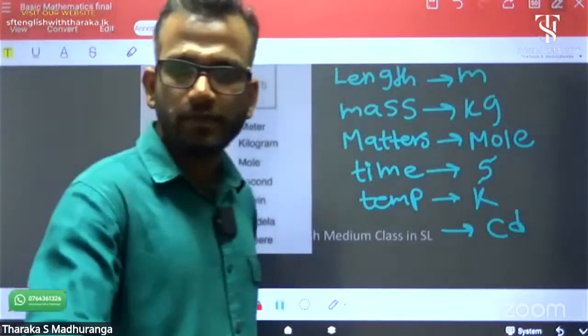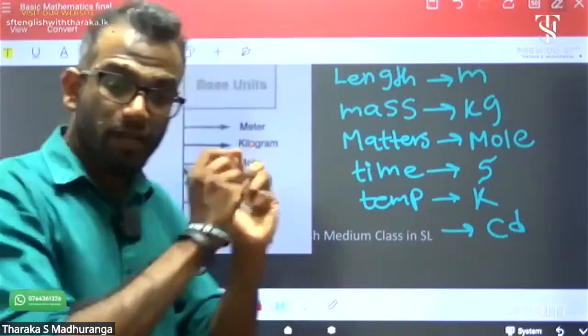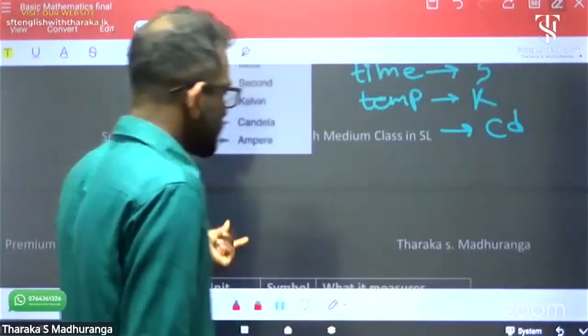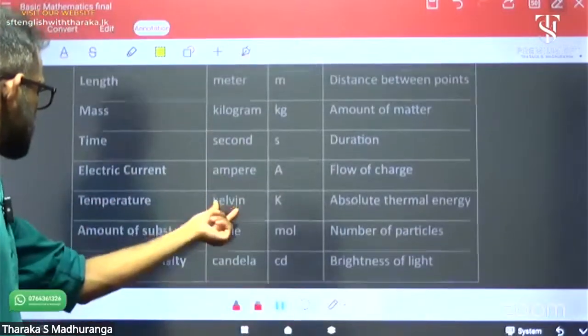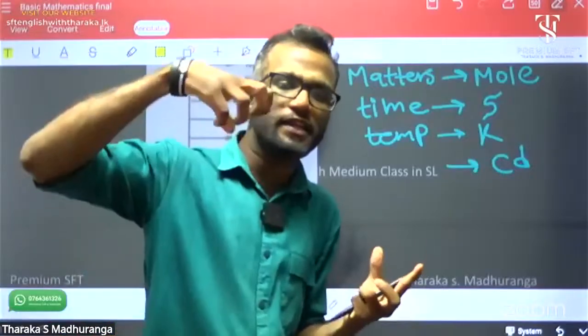Candela, it's given on the next page, right? Very good. Light intensity. See, it is given as luminous intensity. That means light intensity. What's the meaning of light intensity?